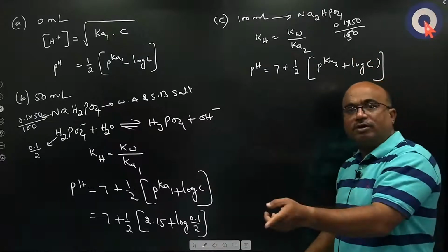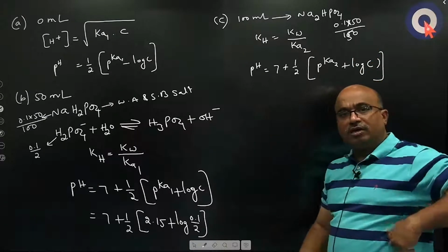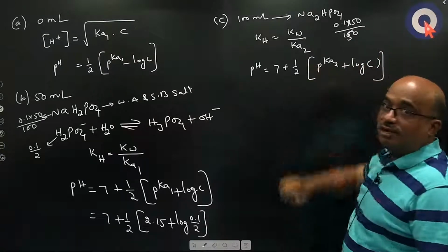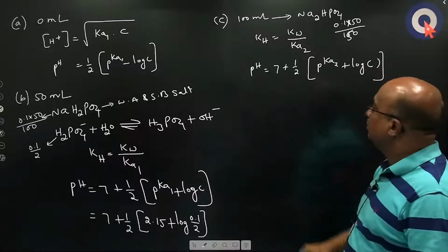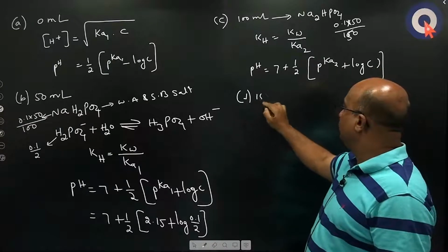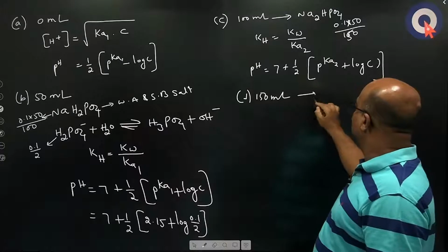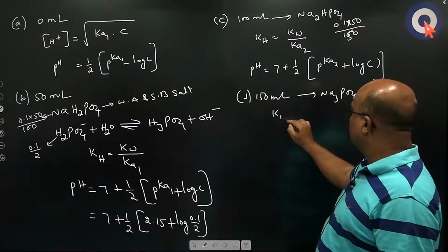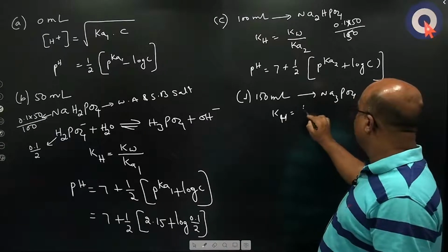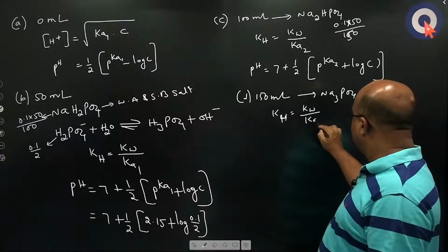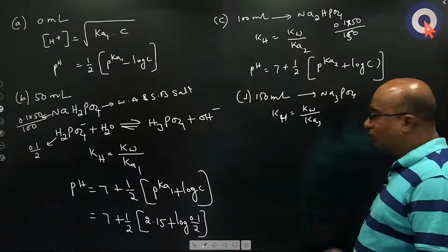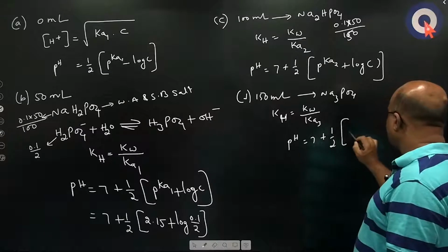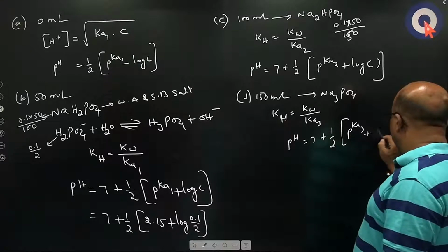Because 50 ml of H3PO4 already, 100 ml of NaOH already. So that it is 150. So that you can write here. Then D, the same 150. Then it is nothing but Na3PO4. Then KH is nothing but again KW by Ka3 in this case. So when you write pH again, it's nothing but 7 plus half into pKa3 plus log of C.